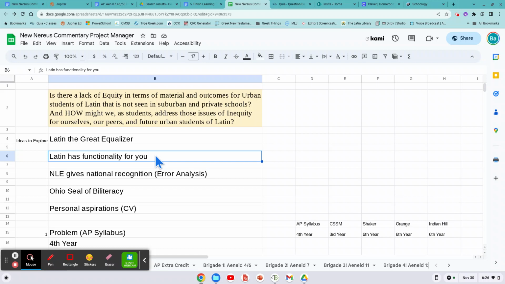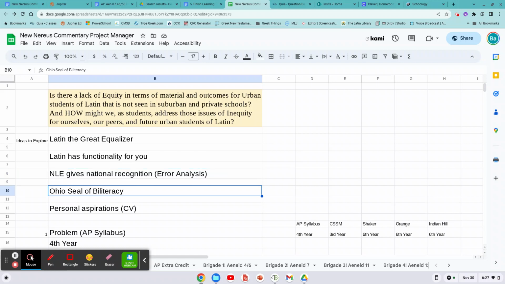Make it personal. You also want to talk about the national recognition, because remember, we're getting them to pay for our NLE, and you want to talk about how you've done that. And you want to figure out which of your error analyses is really good, that shows plenty of growth and everything else that we can print up in color and have there.